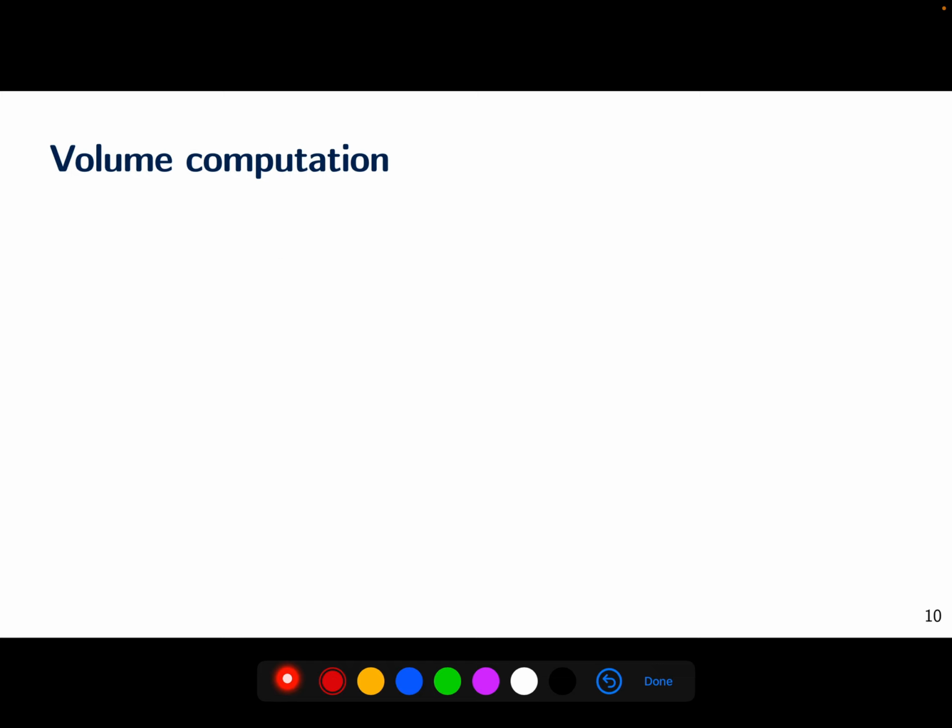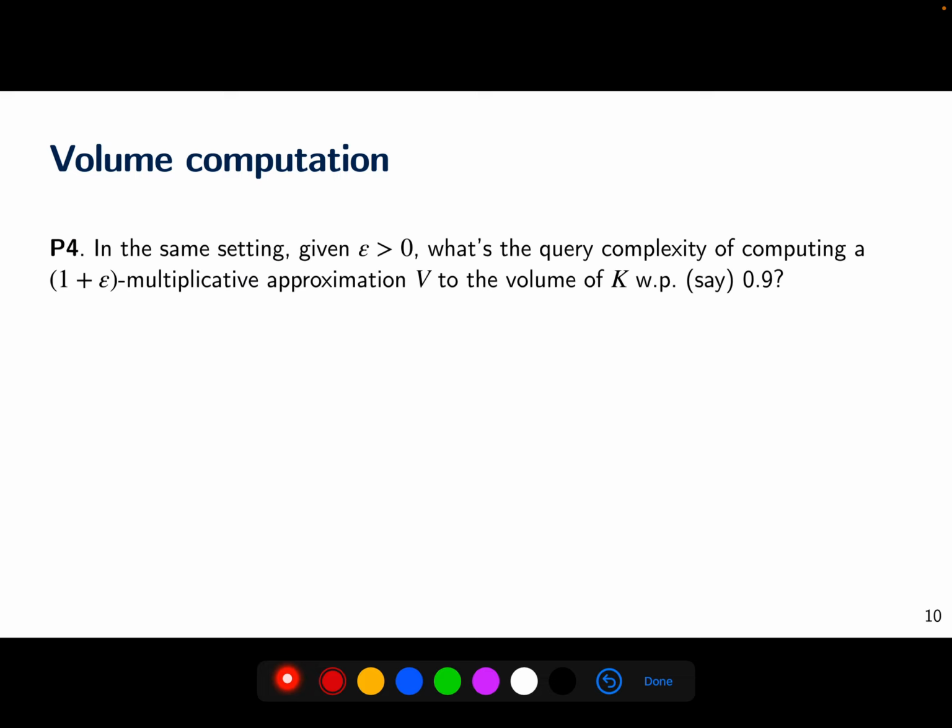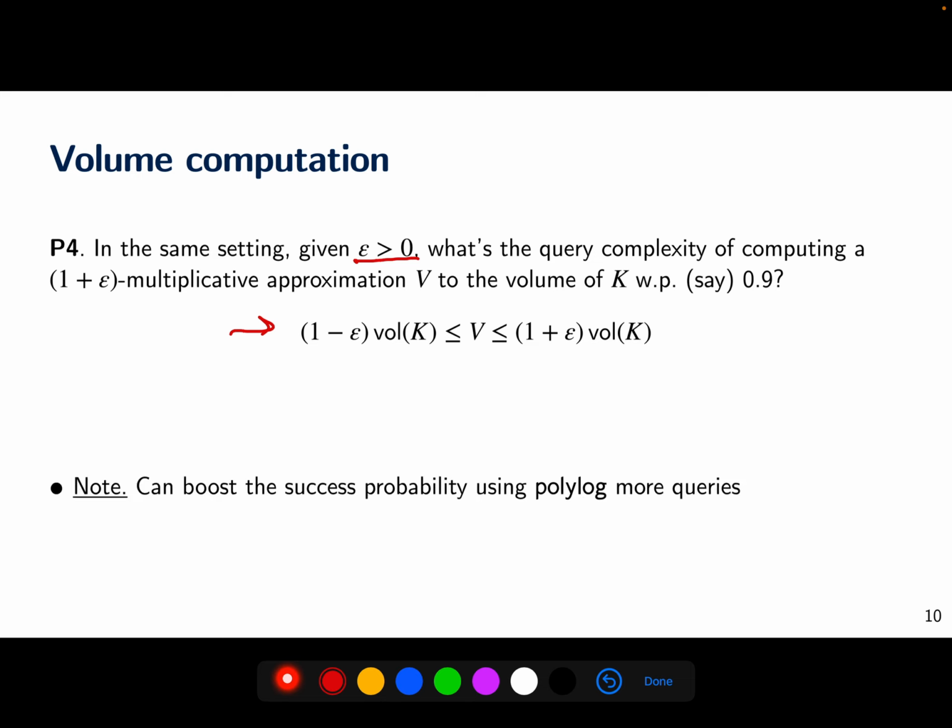The last question that I want to go over is volume computation, which is a pretty fundamental and classical algorithmic problem that has been studied since around 1990. In the same computation model, you have some target accuracy epsilon. And the question is, how many queries do we need to achieve a pretty accurate estimation of volume of K, which means this inequality. And once again, you can boost up this success probability as much as you want, as close to 1.